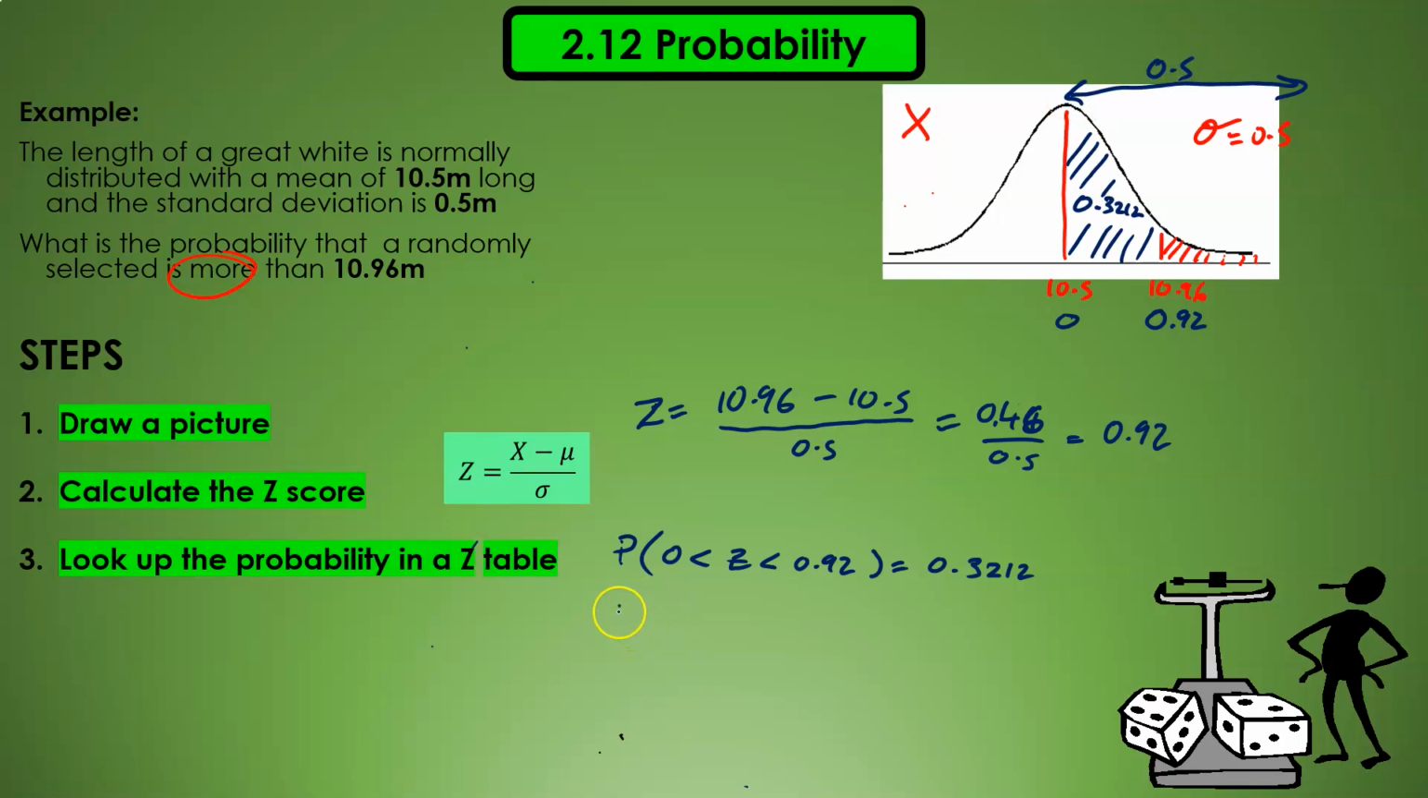So what we need to know is the probability that z is greater than 0.92 is equal to 0.5 take away 0.3212, which is equal to 0.1788. So that must mean that that area is equal to 0.1788.